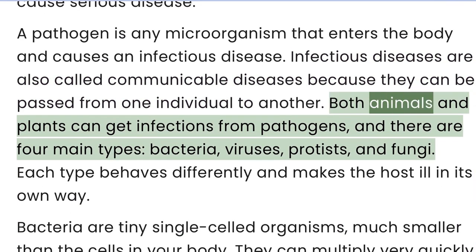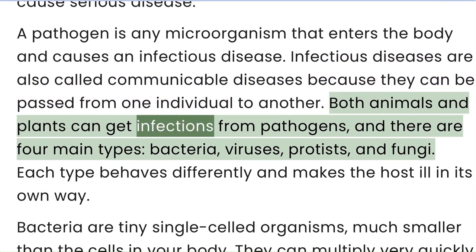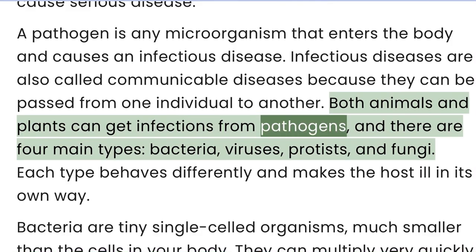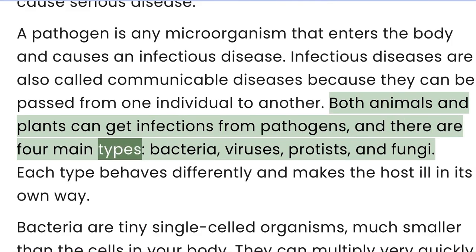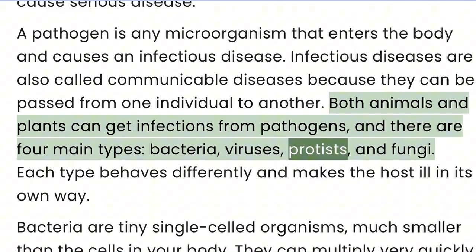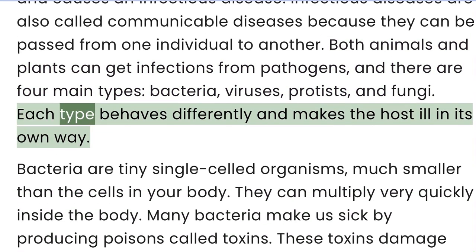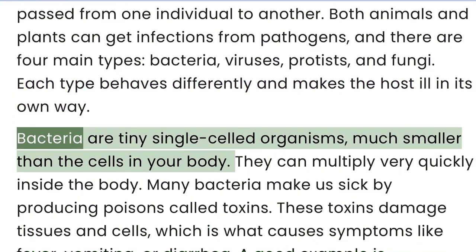Both animals and plants can get infections from pathogens, and there are four main types: bacteria, viruses, protists, and fungi. Each type behaves differently and makes the host ill in its own way.